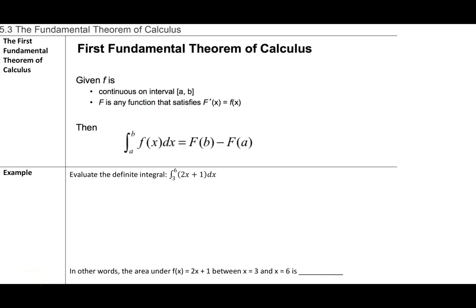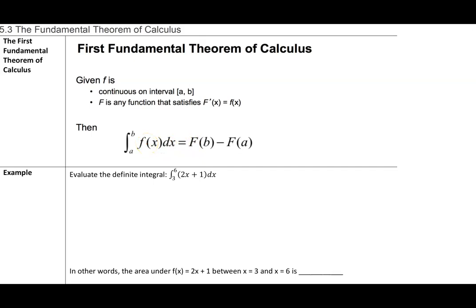In section 5.3, we are going to talk about the first fundamental theorem of calculus, which is going to help us evaluate, which means give a value to, integrals. Now, the theorem is, given that f is continuous on the interval a to b, then the integral of f of x dx from a to b is equal to F of b minus F of a, where big F is the antiderivative of small f.